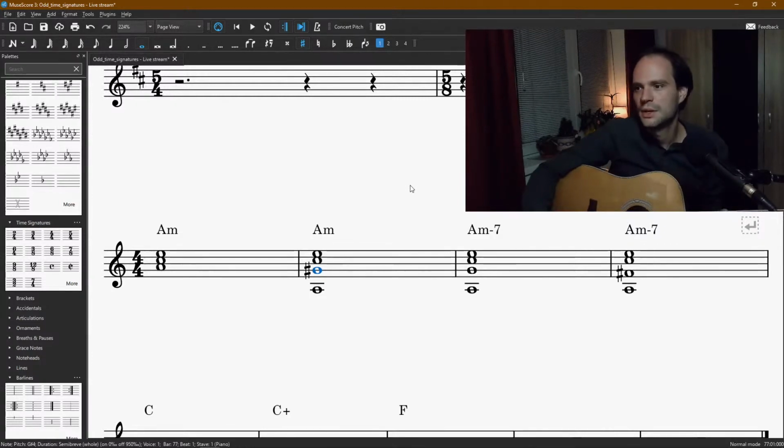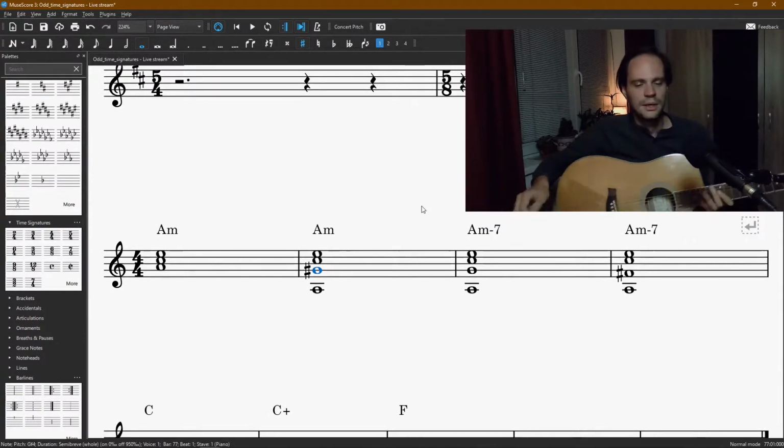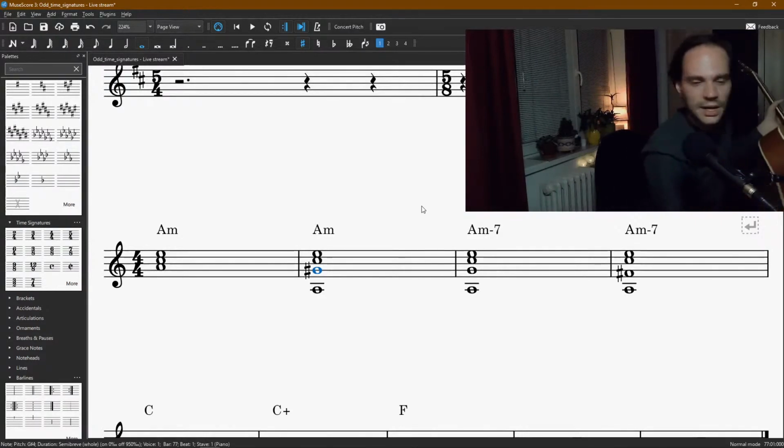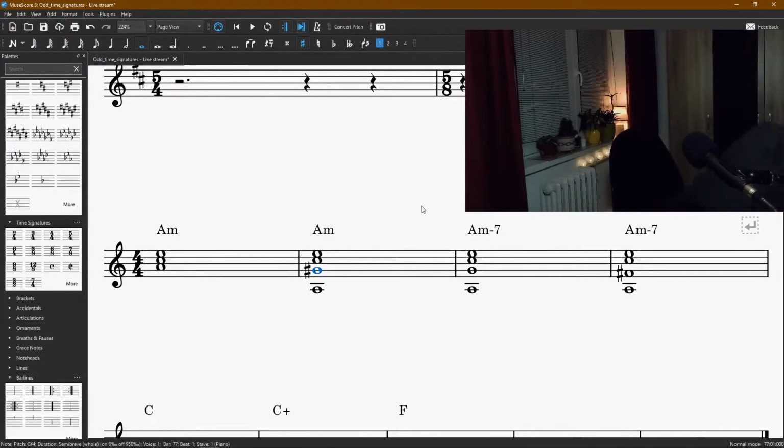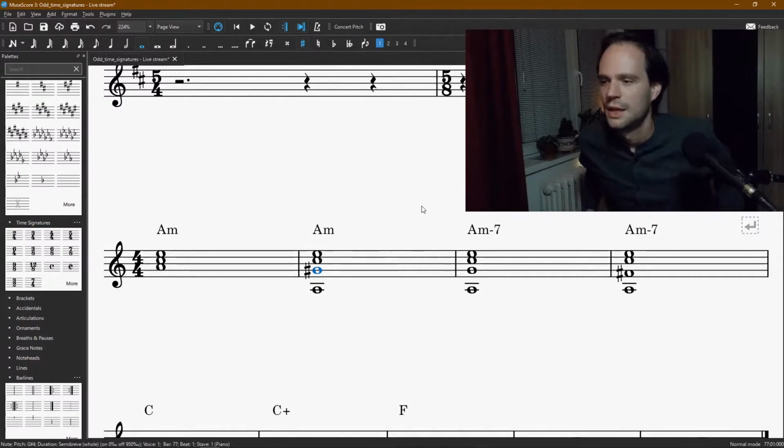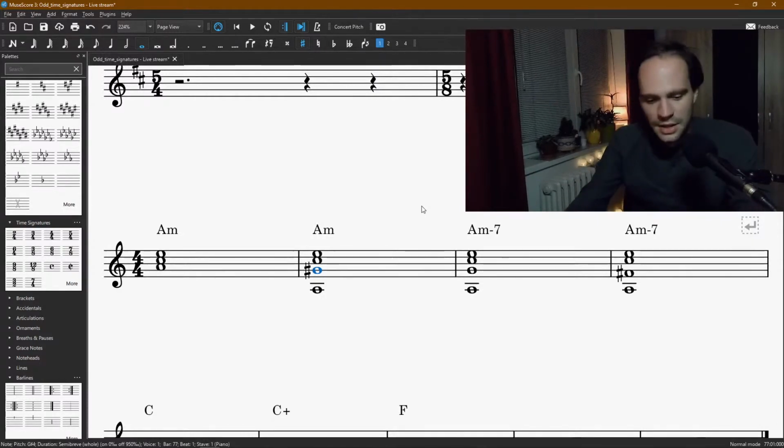So let me see. I think that will most likely cover it for today. If that question is answered, let me put my guitar away. So in any case, let me switch to full screen mode. Let me see if it's done.